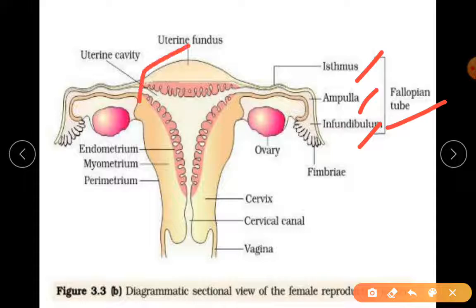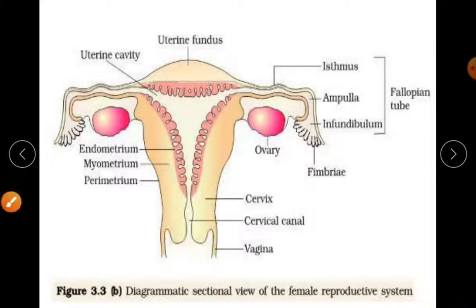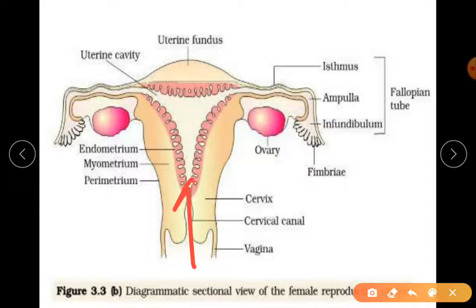Then coming to your womb, which is also called as the uterus, and then the region just before birth, it will open up and enter the vagina, and that's how the delivery of the baby occurs. Not only the delivery of the baby, even the insemination process is in this direction, into the female reproductive tract. So I hope it is clear.